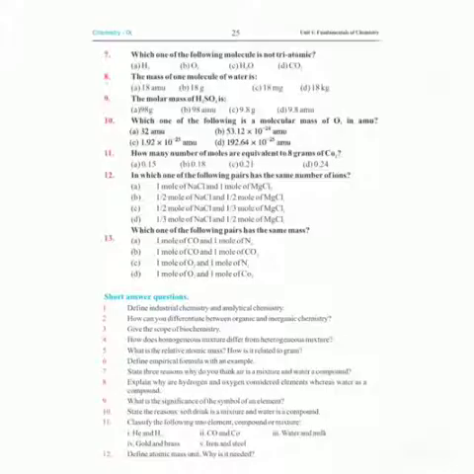Gold and brass. Gold is an element of which the symbol is Au, aurum, and brass is a mixture. Next one is iron and steel. Iron is an element of which the symbol is Fe, and steel is a mixture. Our next question is: define atomic mass unit and why is it needed.